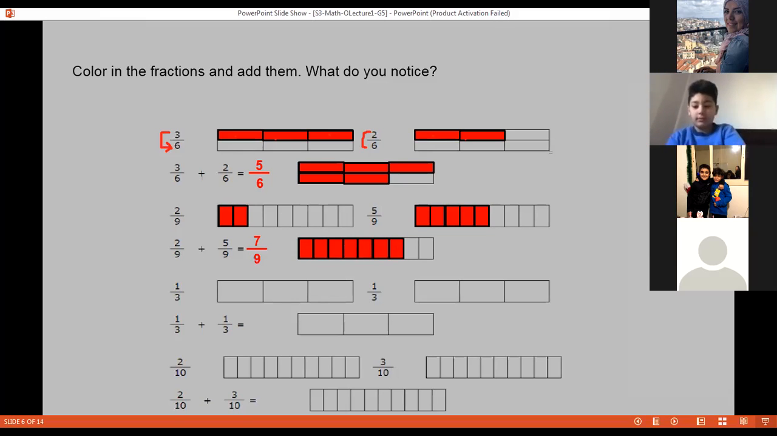7/9. Very good. Now here we have 1/3. So I only colored one part out of 3. Also 1/3. So I also colored one part out of 3. So all in all together, it's 2/3.